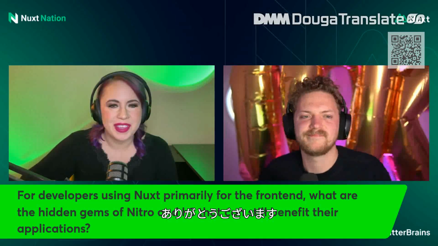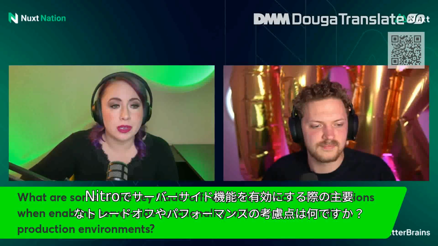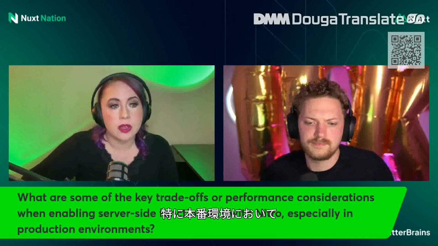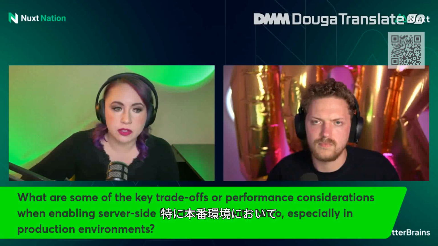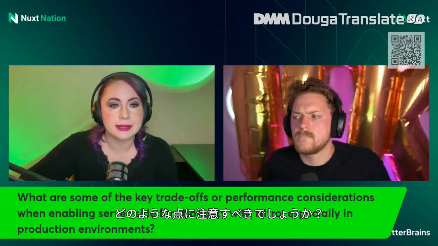Yay, thank you. All right. What are some of the key trade-offs or performance considerations when enabling server-side functionality with Nitro, especially in production environments?